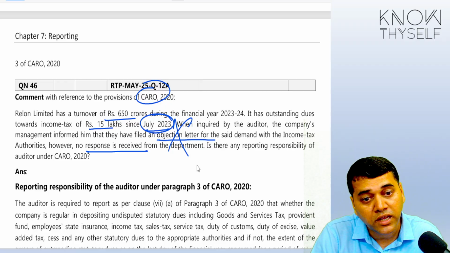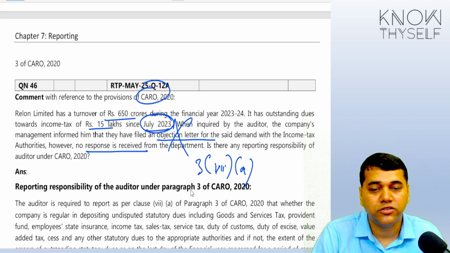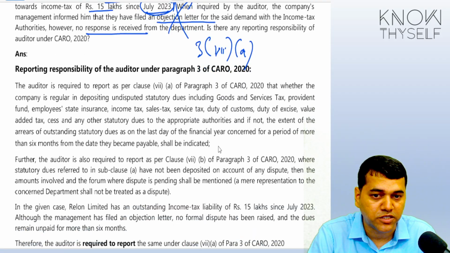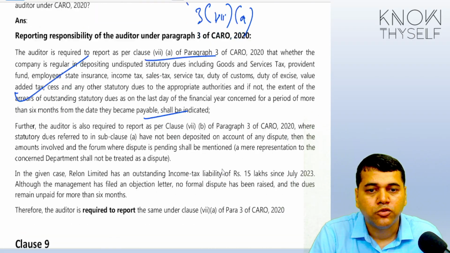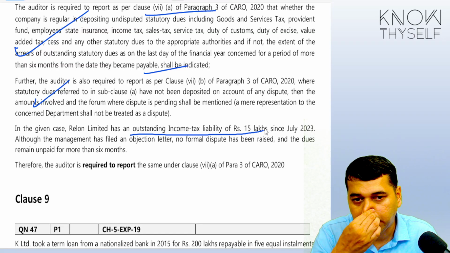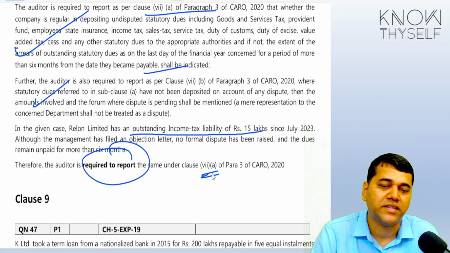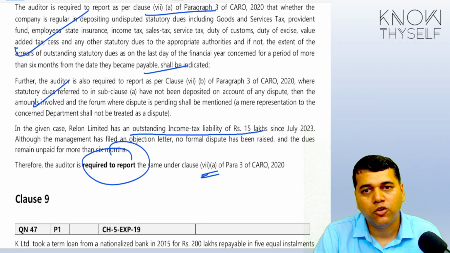Yes, this will go under clause number 7A because this is not an undisputed one. This is due more than 6 months as on 31st March. So you have to quote now what this para says. So you have to report disputed also. In the given case, it is an outstanding income tax liability from July. So you are required to report under clause number 7A. It is not that you have to tell the forum and all. I hope students this is also clear.